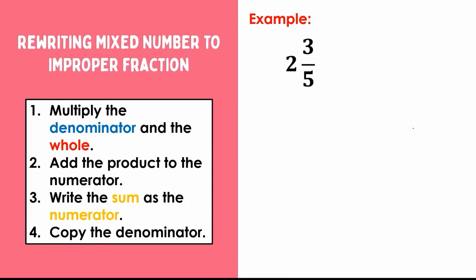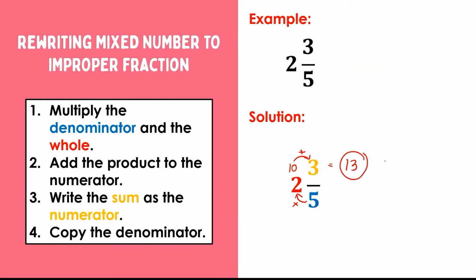This time, let us rewrite the mixed number 2 3/5 into an improper fraction. And to do that, we have to multiply the denominator by the whole. That is, 5 times 2, which is equal to 10. Next, we add this product to the numerator which gives us 13.